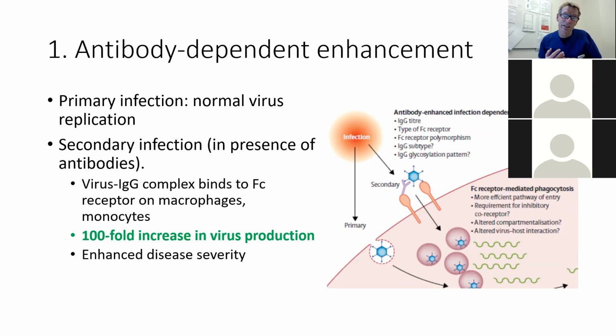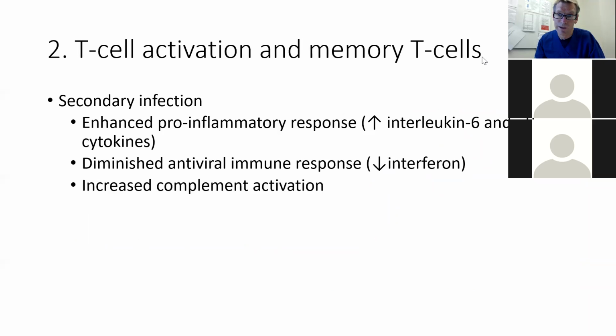And that can lead to somewhere between a 40 and 100-fold increase in viral replication. And that's one of the reasons why the second episode of dengue is so much worse. There's enhanced disease severity because of increased virus entrance into the cell because of these non-neutralizing antibodies. And so that's the immunopathology of dengue, and important to know.